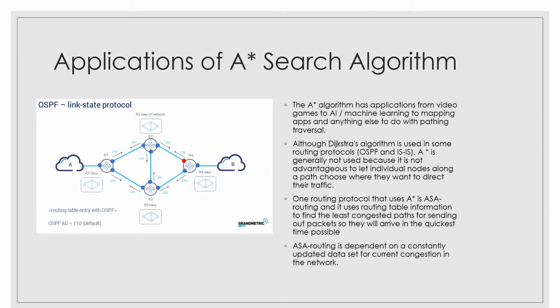And ASA routing is dependent on a constantly updated data set for current congestion of networks, so that also is very memory and CPU intensive, and you have to have a table constantly updated of what the current traffic is at the same time.